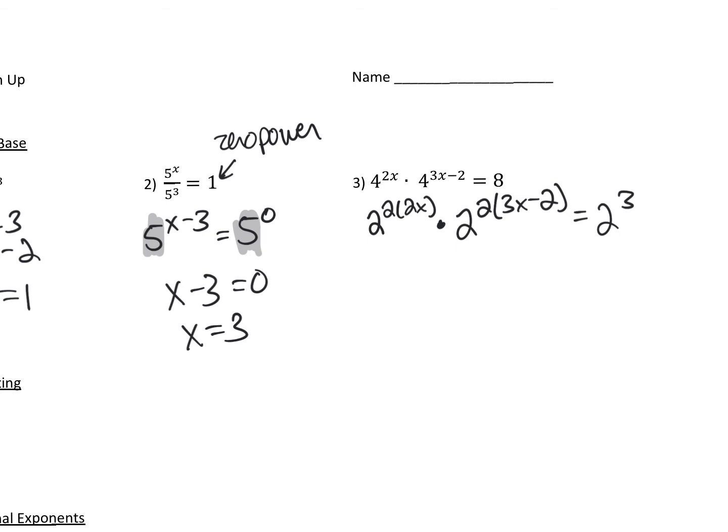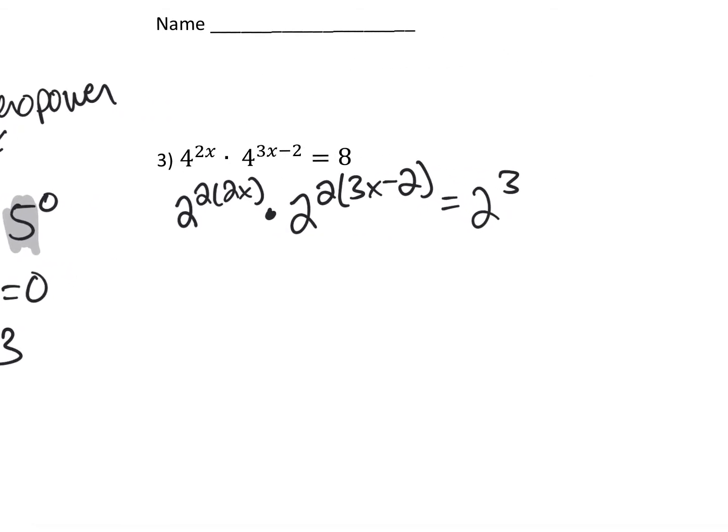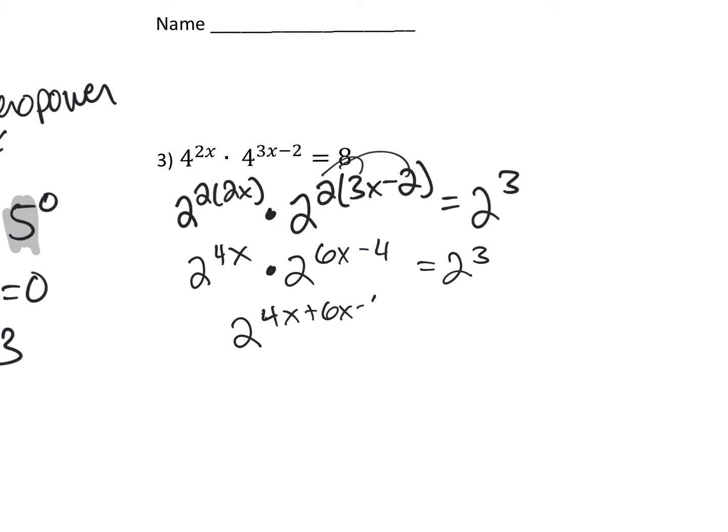So I'm almost there. I have all the same bases, but I need to have just one base 2 on the left, and I've got 2 of them. So I'm going to combine. Since the bases are the same, I am going to add those exponents. So let's simplify. 2 times 2x is 4x. I'm going to distribute this 2, so you get 6x minus 4. I'm going to add those exponents. So 4x plus 6x minus 4 equals 2 to the 3rd.